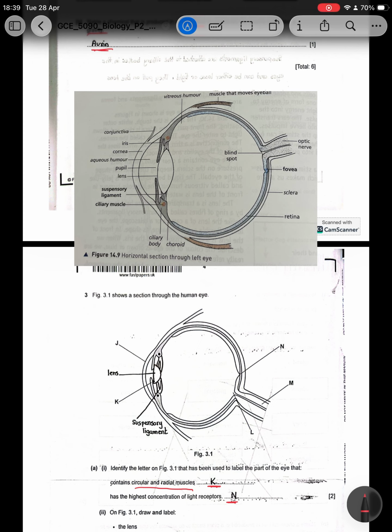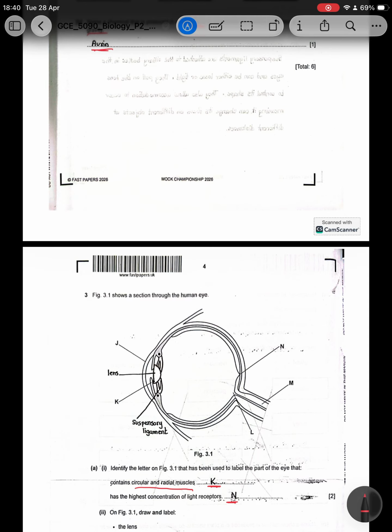Next, the part that has the highest concentration of light receptors is N, and that can be seen clearly in the diagram. This is because the structure N is responsible for detecting a lot of colored light.